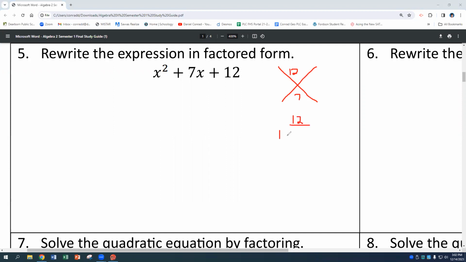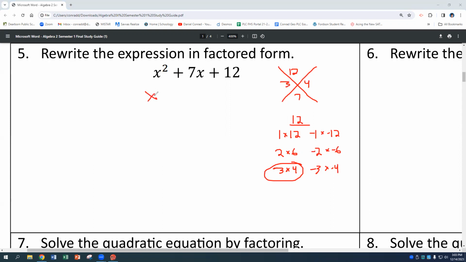So we could do 1 times 12, negative 1 times negative 12, 2 times 6, negative 2 times negative 6, 3 times 4, or negative 3 times negative 4. In this case, we want to add to 7, so it's going to be 3 and 4.